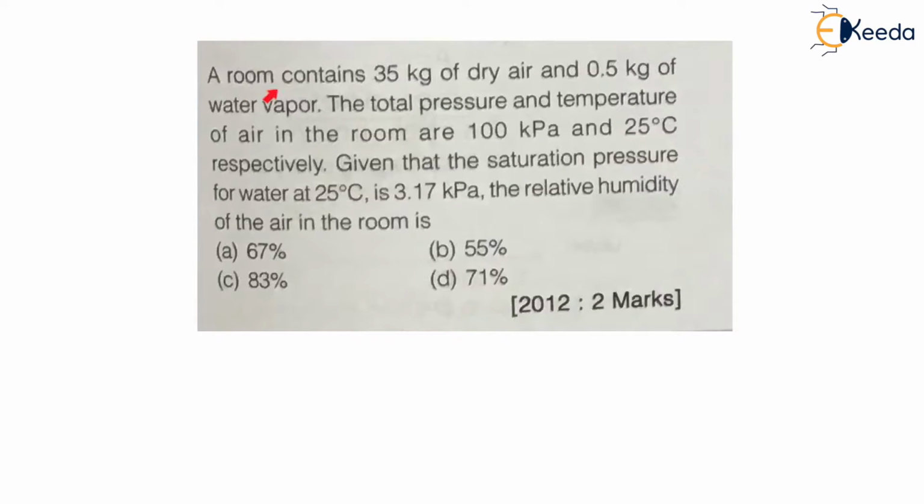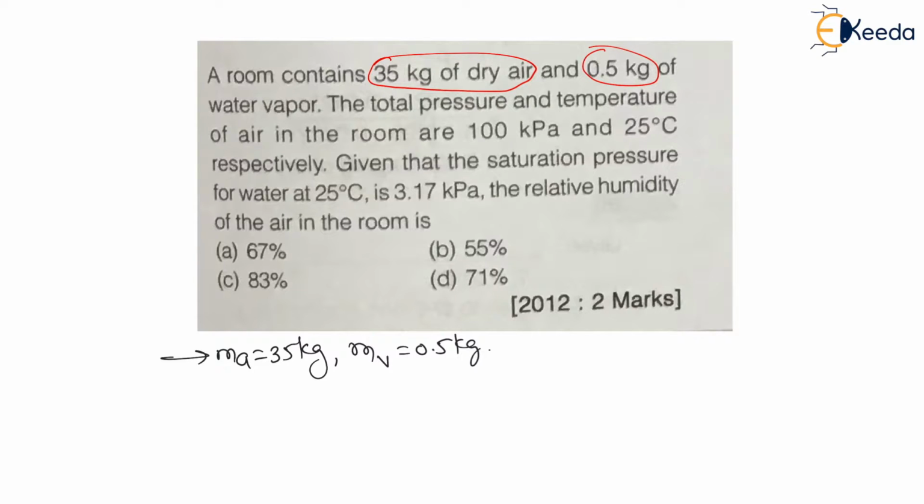The question is, the room contains 35 kg of dry air and 0.5 kg of water vapor. So my dear students, here they have given the mass of dry air is 35 kg and mass of water vapor is 0.5 kg. So let us write down this given data. Mass of dry air is 35 kg and mass of water vapor is given 0.5 kg.